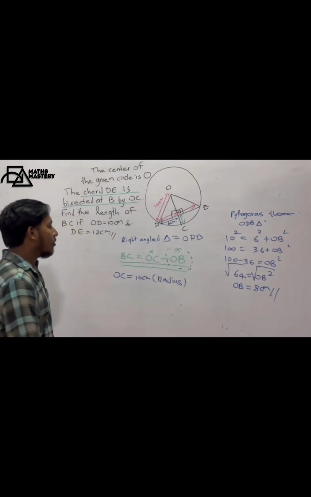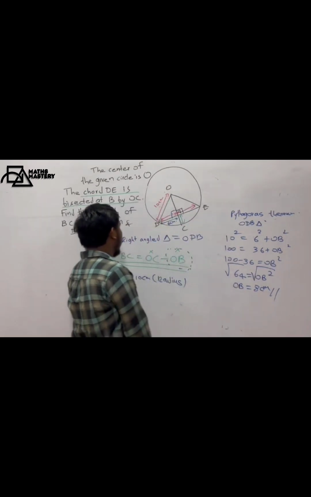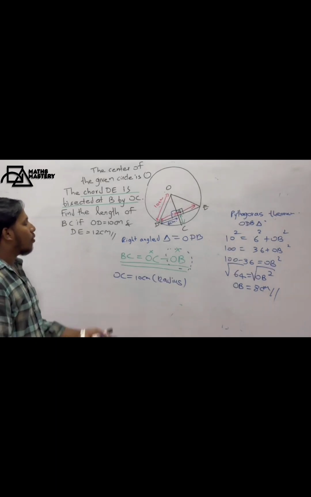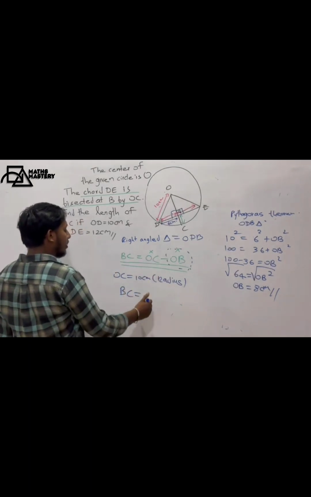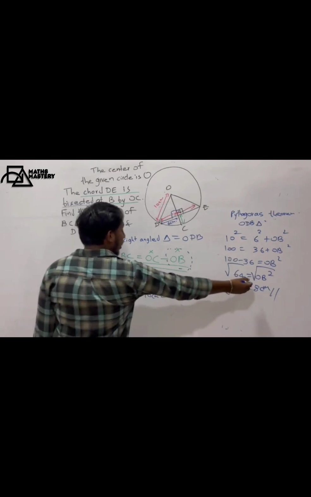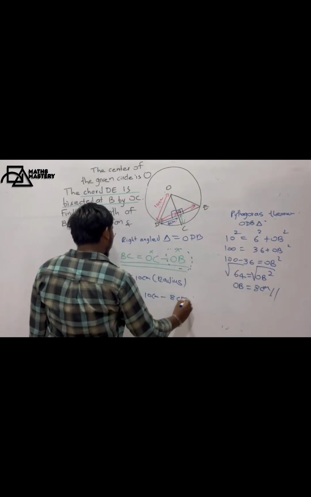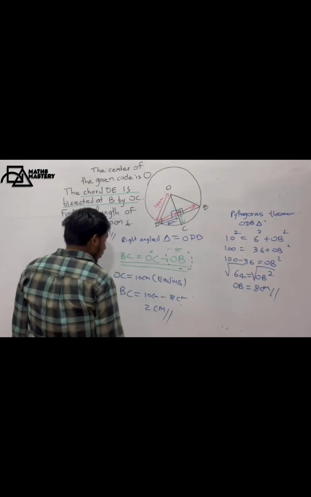Okay. Now the game is over, students. OB we have found it. OC, it's 10. So what is the answer? BC equal OC, which is 10 centimeter. From that you are subtracting 8 centimeter. So the final answer is 2 centimeter. Okay.